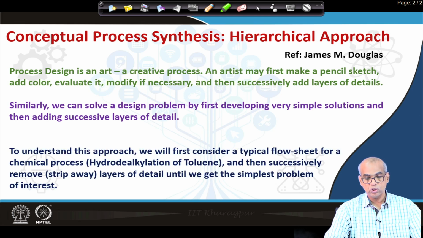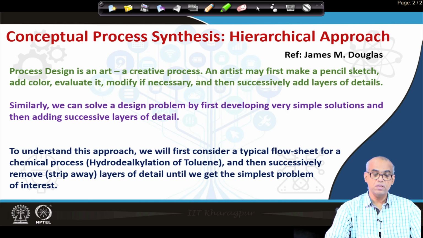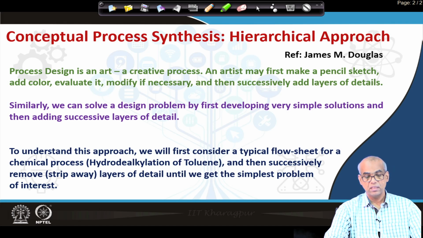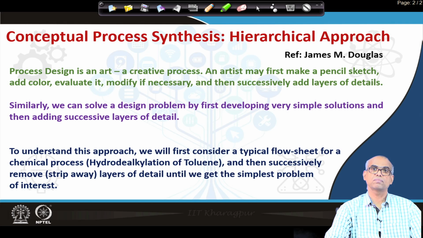To understand this approach, we will first consider a typical flow sheet for a chemical process. In particular, we will take hydrodealkylation of toluene and then successively remove or strip away layers of detail until we get the simplest problem of interest.